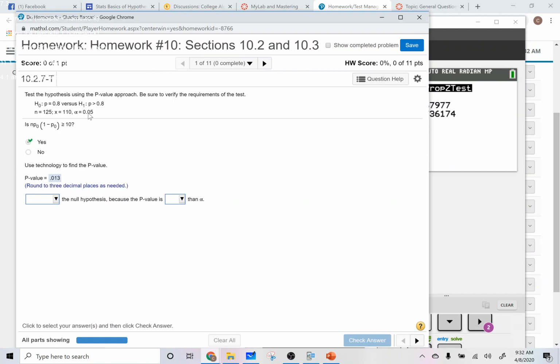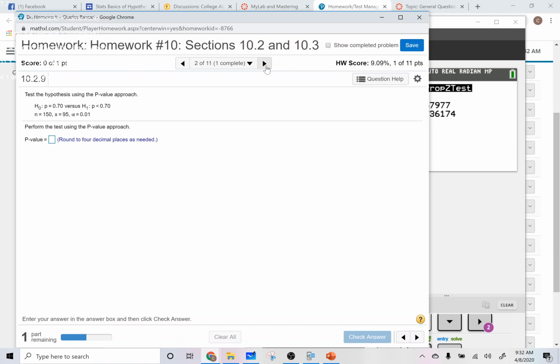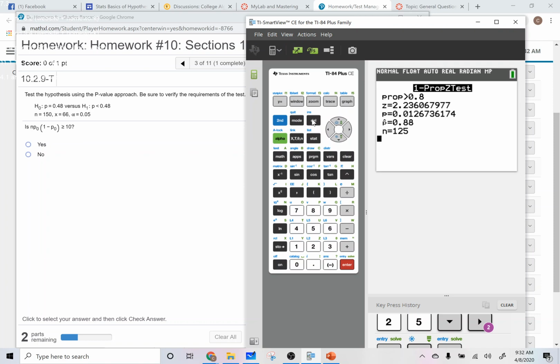Compare that to alpha, which is 0.015. P is less than alpha. So we reject the null because the p-value is less than alpha. Okay. And you're done with that problem. And so these ones are similar. It's kind of self-explanatory once you understand the lingo behind it.